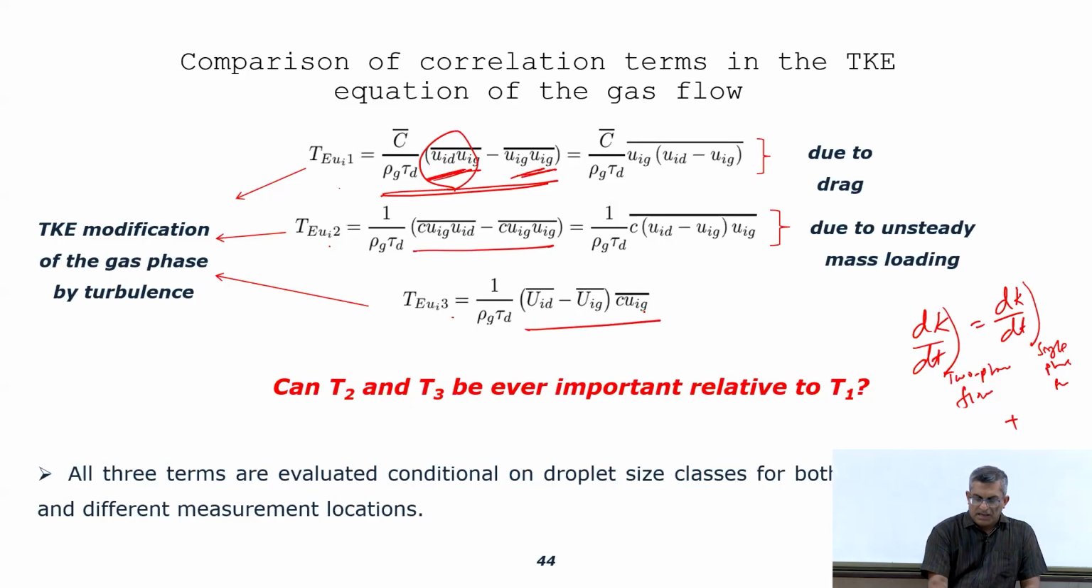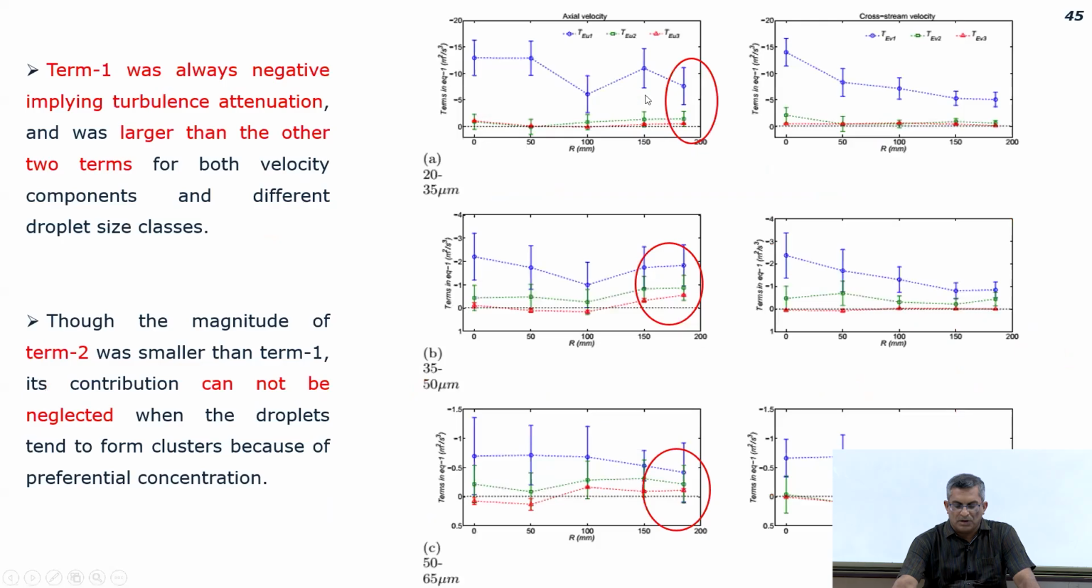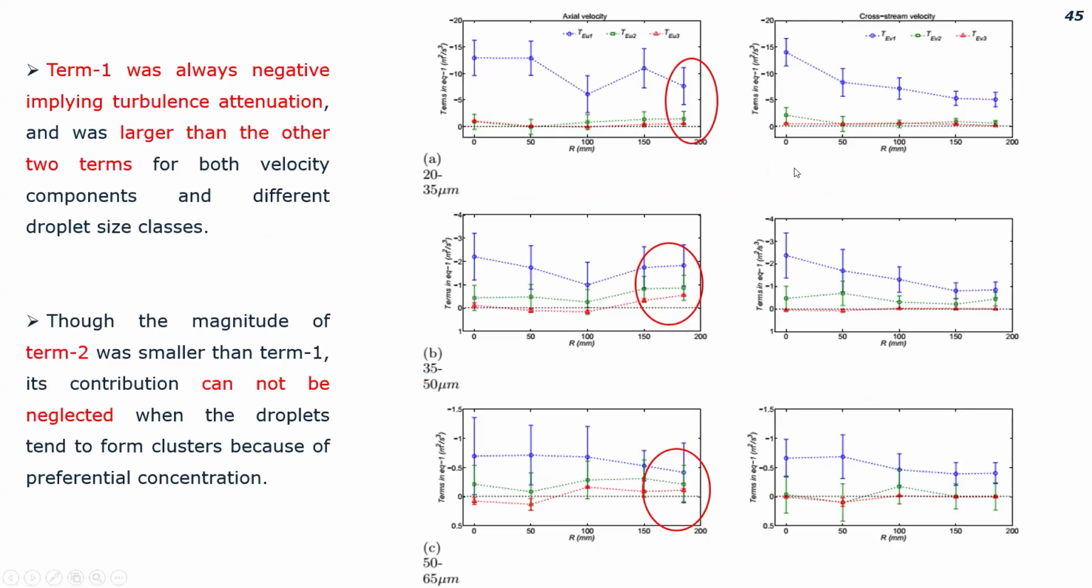these terms where we have correlation between fluctuations of particle number density and particle velocity and gas phase velocity, can they be important? Now, these kind of measurements, what I just spoke about, that is through application of ILIDS PIV technique, facilitates evaluation of such quantities, and that is what was done here. So you can see that the first term is always dominant. However, the second and third term can also be important.